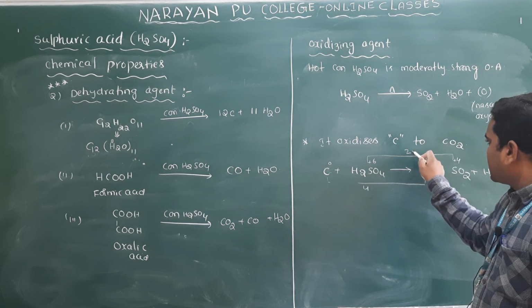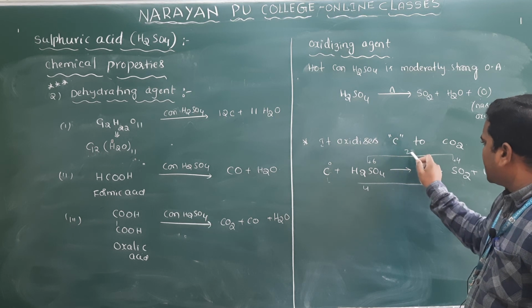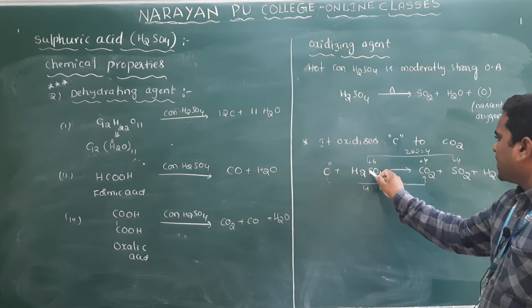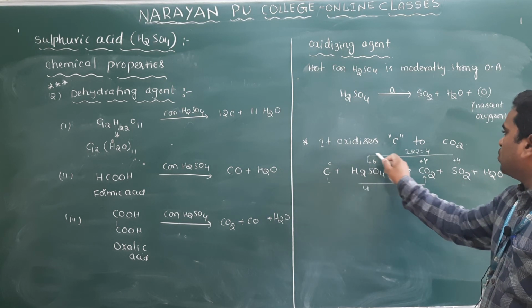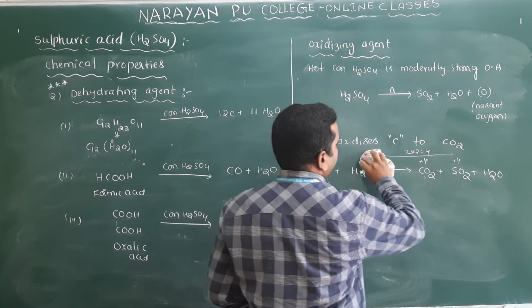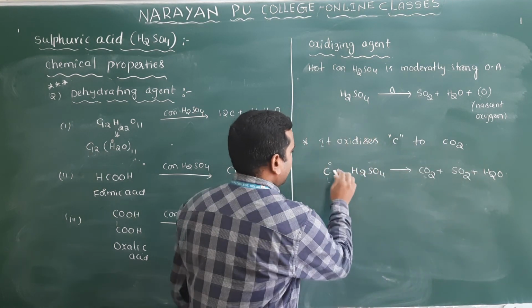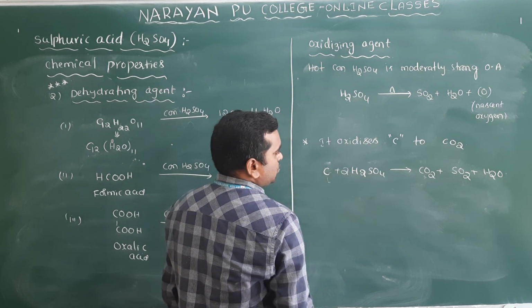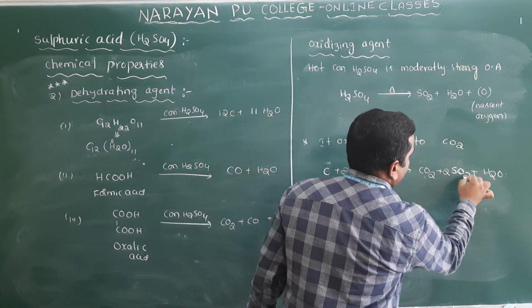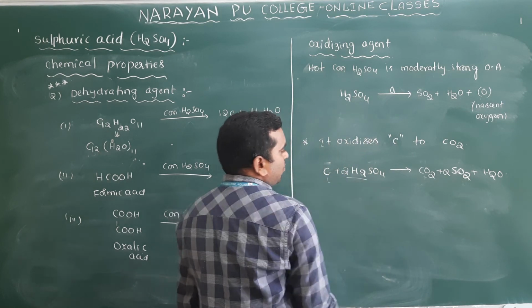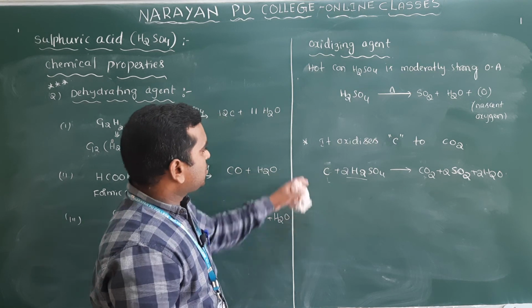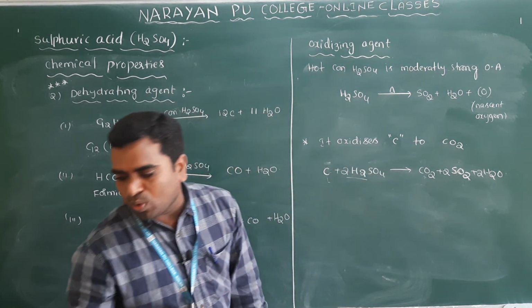So multiply this one by 2, then you get 4. Means you have to multiply the sulfur species by 2. So 2 sulfurs are there, multiply H2SO4 by 2. Then how many hydrogens are there? 4. With 4 hydrogens, you multiply water by 2. Clear? So this is how it oxidizes carbon to carbon dioxide.